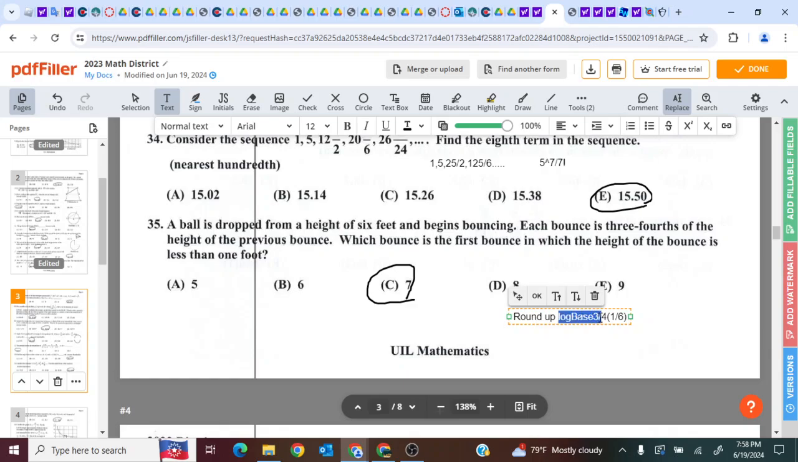That's called a log base. So you take log base 3 over 4, and you put 1 over 6, because that's the proportion you're looking for. You're looking for it to be 1/6 of the original height of 6 feet to be 1 foot. And if you do that, you have to round up because it can't be any greater than 1 foot. And you'll get a value of 7 bounces until the bounce is like 0.9 feet or something.